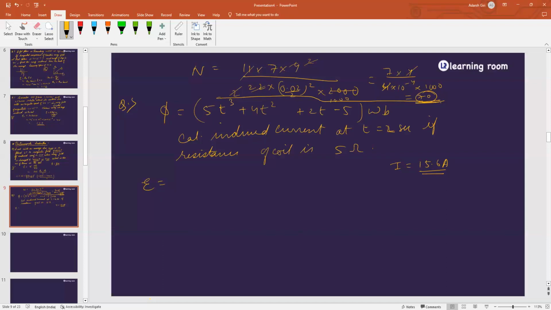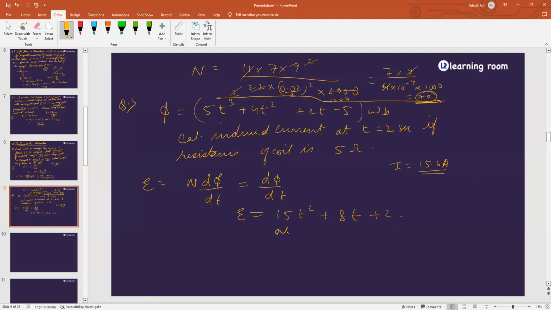So EMF is nothing but N into d phi by dt. Nothing is given about N, so we'll be considering it to be 1. So we'll just differentiate d phi by dt. Phi, if you differentiate this, what will you be getting? It will be 15t square plus 8t plus 2. Okay, this will be EMF.